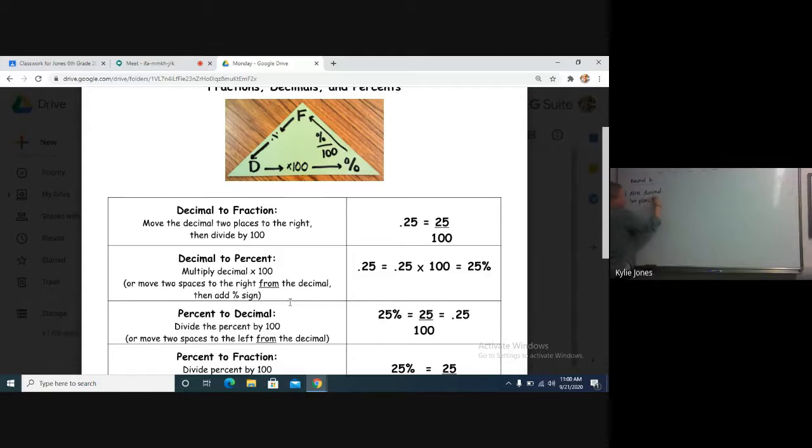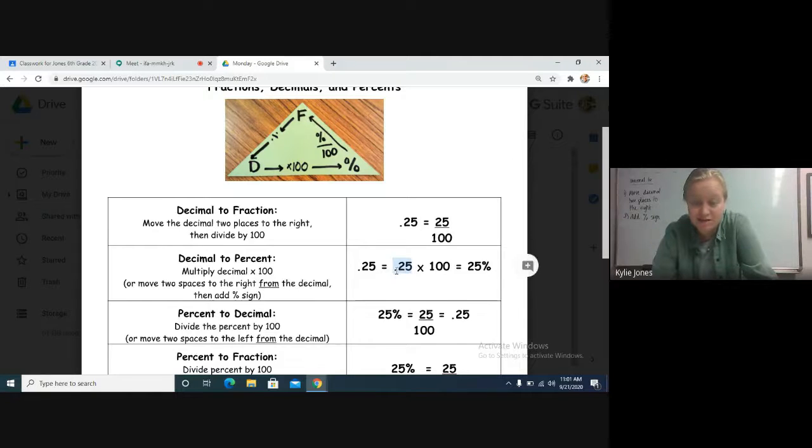Let me write it down. All right, so if we look at our example here, it says multiply by 100. So they took 25 hundredths, they multiplied it by 100, and they got 25. And then they added the percent sign here. The easier way to do this, you don't even have to multiply by 100, because when you multiply something by 100, all you're doing is moving the decimal 2 times to the right, and you've created a percent. So decimal to percent and percent to decimal are probably the easiest ones, because all you're doing is moving your decimal, and that's it.